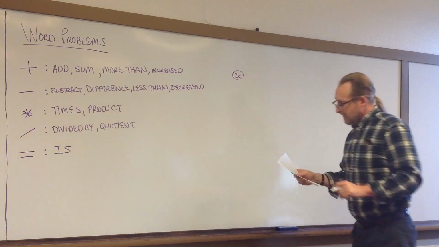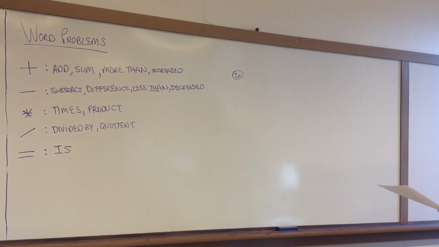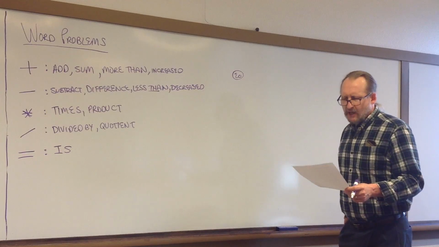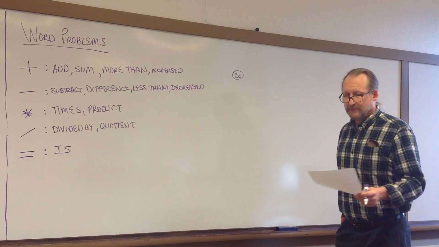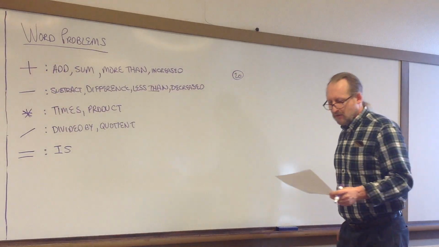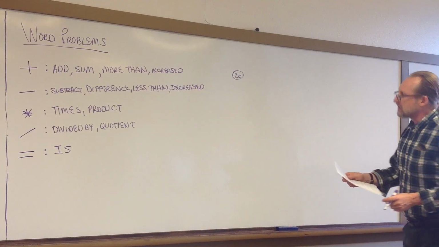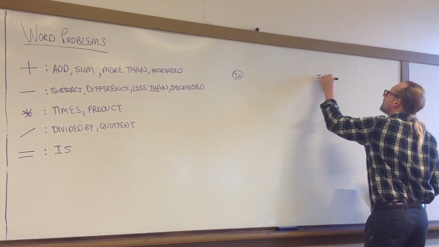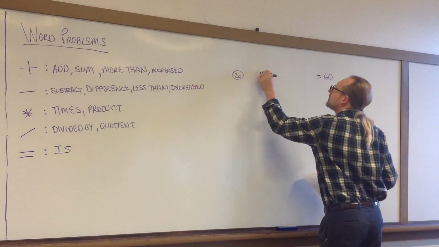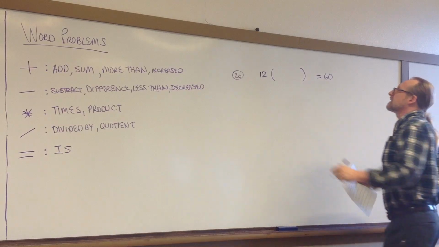Problem 20. I'm going to stop writing these down as they get longer and just translate them directly off the page. Okay. 12 times the quantity. Now that's like 12 times the sum of, okay? So we're going to be thinking parentheses on that one, okay? The quantity 4 more than 6 times a number is 60. So there's our is, there's our equal sign. 12 times the quantity, 4 more than 6 times a number.